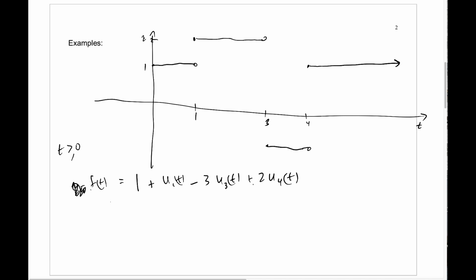So f of t can be written in this manner. We start with the constant 1, and then we just have these other step functions. And of course, you can think of 1 if you want as u sub 0 of t. That's 1 beginning at 0.